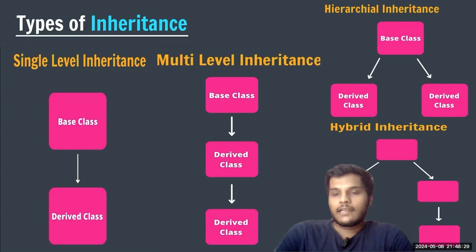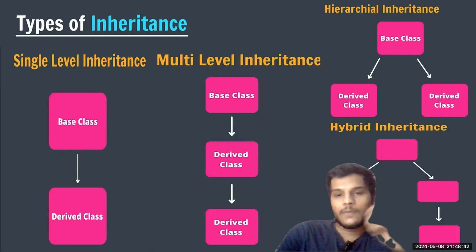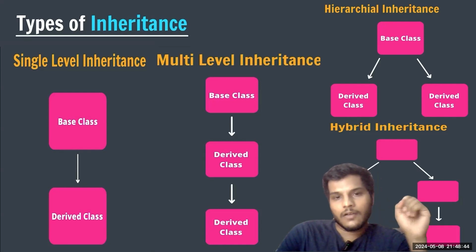Hybrid inheritance is actually a combination of all these inheritances. So there is also multi-level inheritance and also hierarchical inheritance. There is another type of inheritance, that is multiple inheritance. We'll see that in our interface chapter. So that's it.